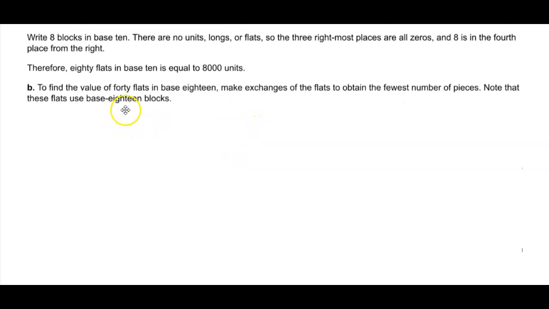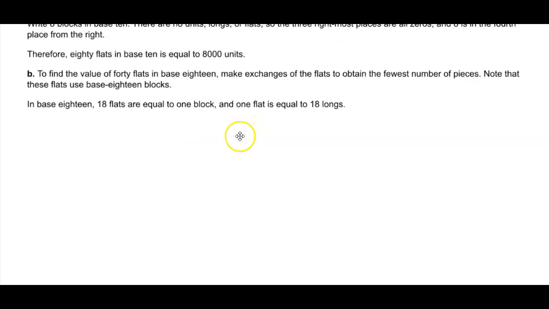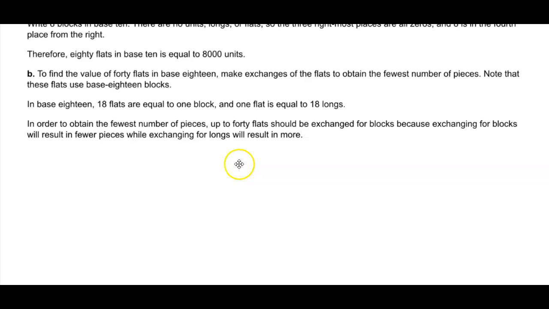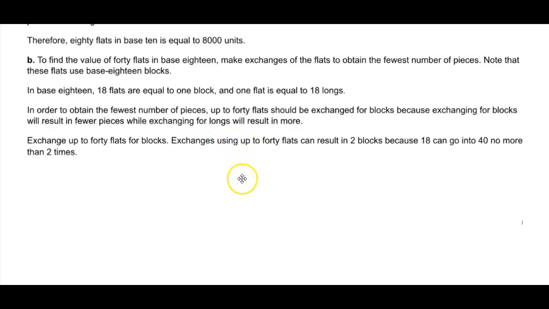Now, to find the value of 40 flats in base 18, we make exchanges of the flats to obtain the fewest number of pieces. Note that these flats use base 18 blocks. In base 18, 18 flats are equal to 1 block, and 1 flat is equal to 18 longs. So in order to obtain the fewest number of pieces, up to 40 flats should be exchanged for blocks, because exchanging for blocks will result in fewer pieces, while exchanging for longs will result in more. Exchange up to 40 flats for blocks.